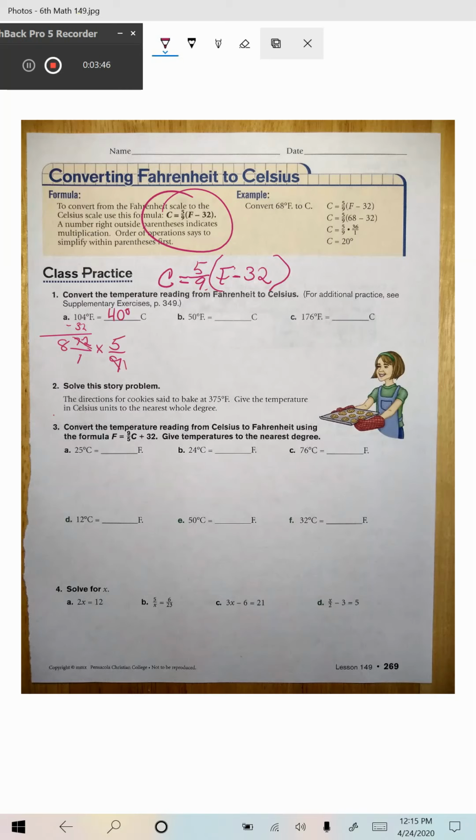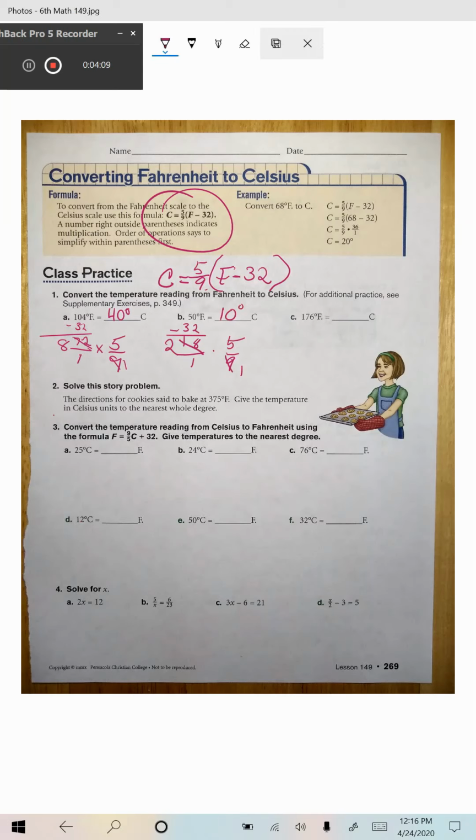All right, next one. First we're going to take the Fahrenheit and subtract 32, and that one's pretty easy. 50 minus 32 is 18. At that point, we're going to multiply that by 5/9. And now we're left with 10.